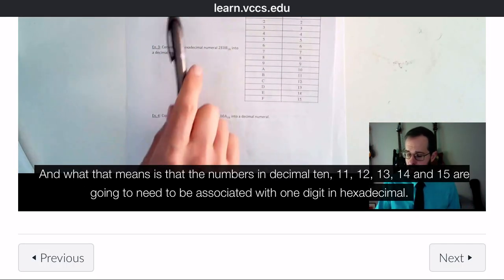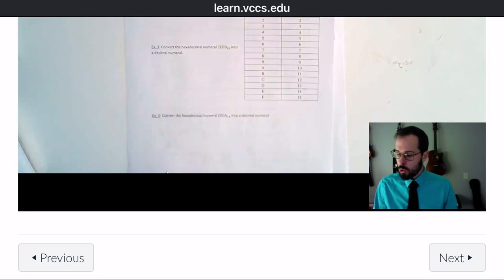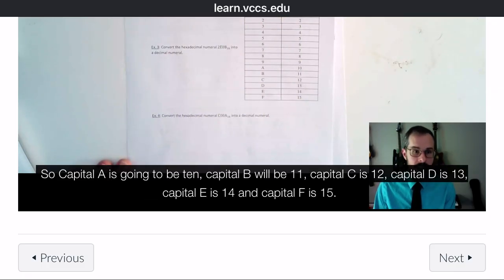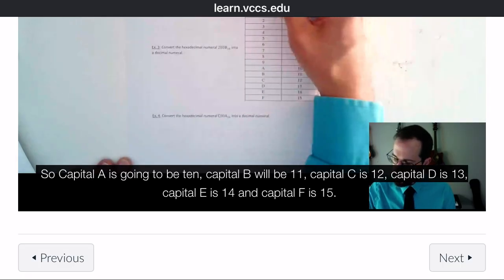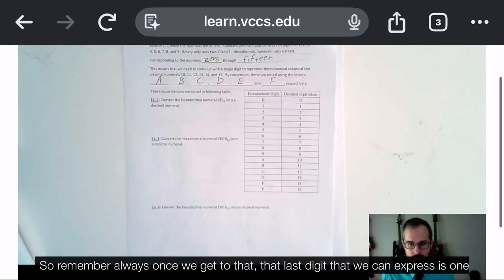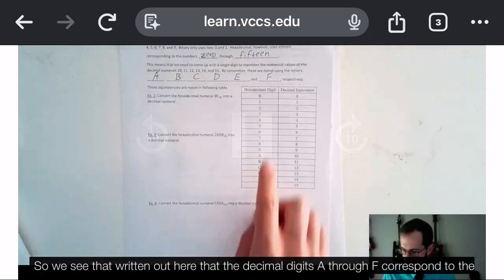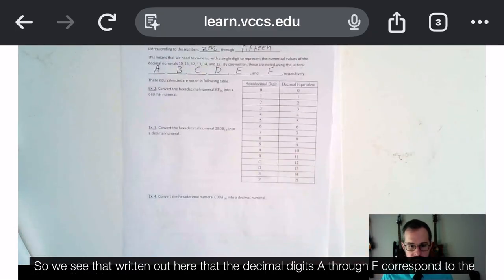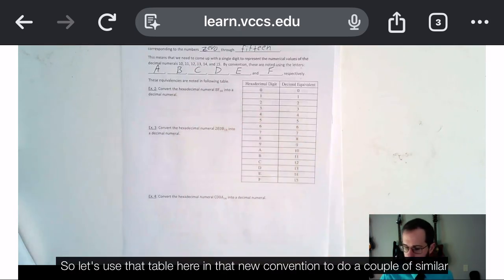And what that means is that the numbers in decimal, 10, 11, 12, 13, 14, and 15, are going to need to be associated with 1 digit in hexadecimal. If you've seen this before, this may be very familiar to you. So we're going to denote this with capital letters. So capital A is going to be 10, capital B will be 11, capital C is 12, capital D is 13, capital E is 14, and capital F is 15. So remember always, once we get to that last digit we can express as 1 less than the value of the radix. So we see that written out here, that the hexadecimal digits A through F correspond to the decimal numerals 10 through 15.